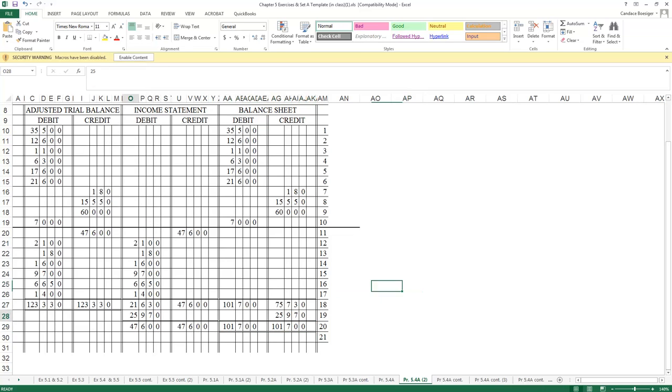And all we did was we took this net income right here and we slid it over to this balance sheet credit. It was a debit over here, so it's got to be a credit on the balance sheet. And all we did was slide it over. Okay, so I'm going to pause the video for just a moment, and then we're going to talk about how to prepare the financial statements from here.